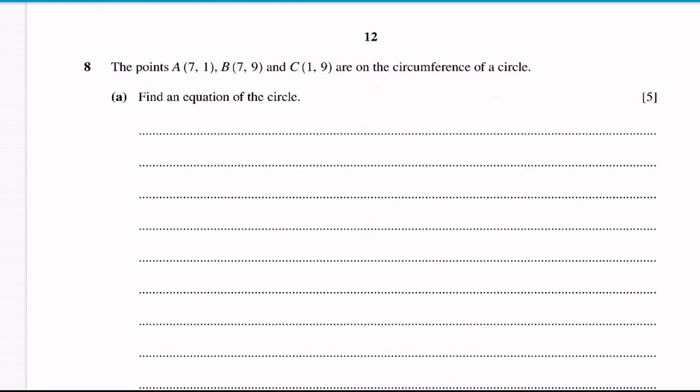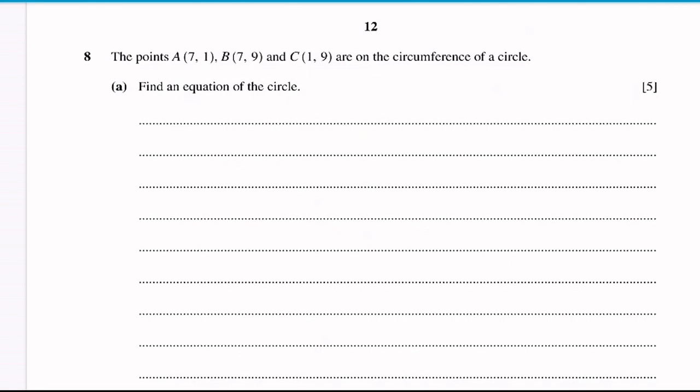This is the March paper again. So it's to find the equation of the circle, given that we have 3 points on the circle. For this, they gave us the points which are quite nice, in the sense that it has something like this.